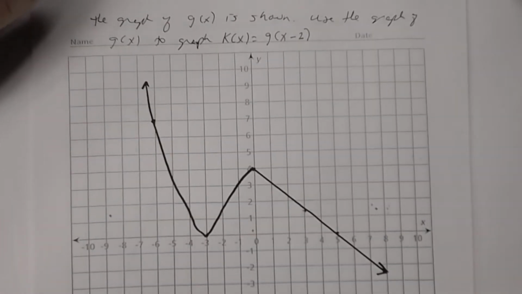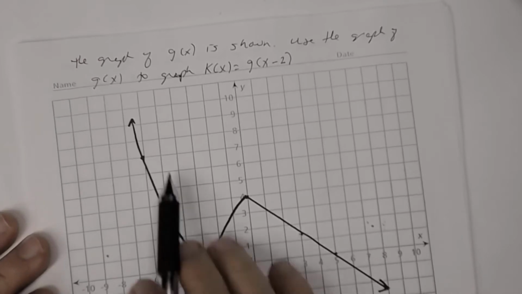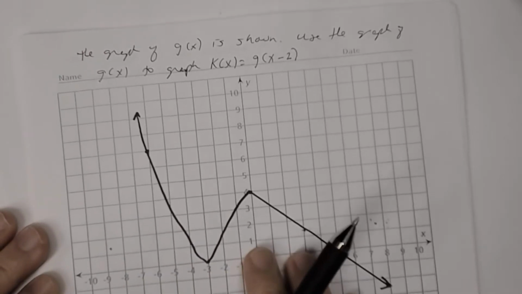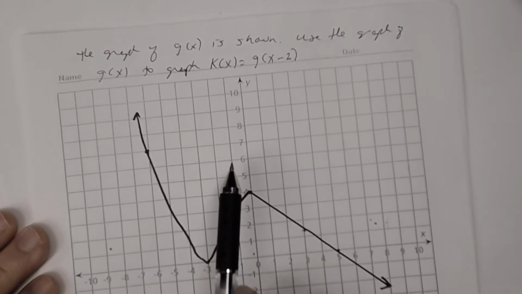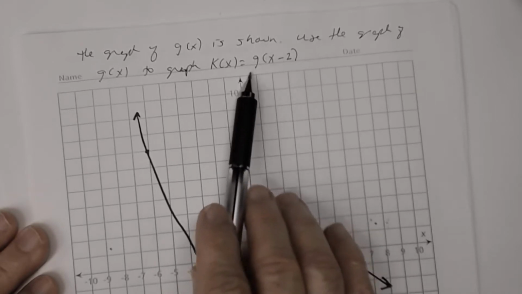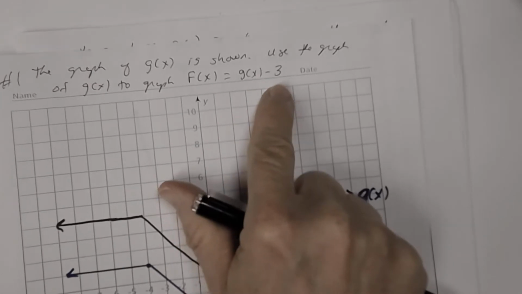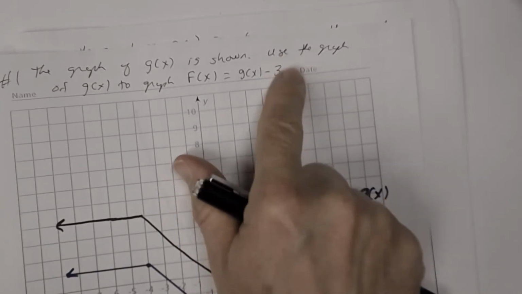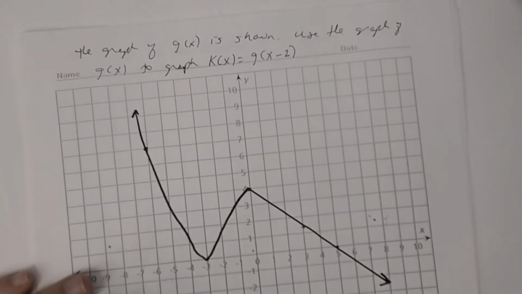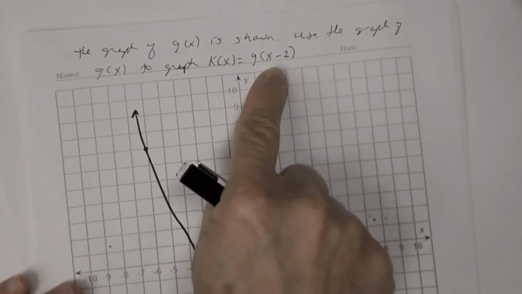So number 2, we have the graph of g of x. So this time we have g of x. It looks like this. And you want to graph k of x. Now remember, the difference between this one and this one is that the number is on the outside of your function. So that's a vertical translation. So remember, when it's on the inside, that's a horizontal translation.